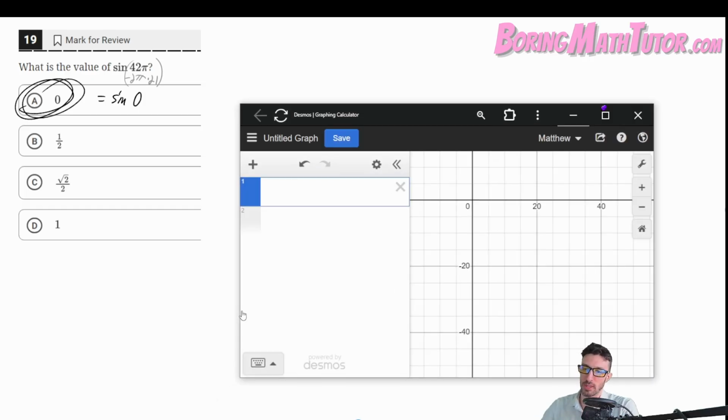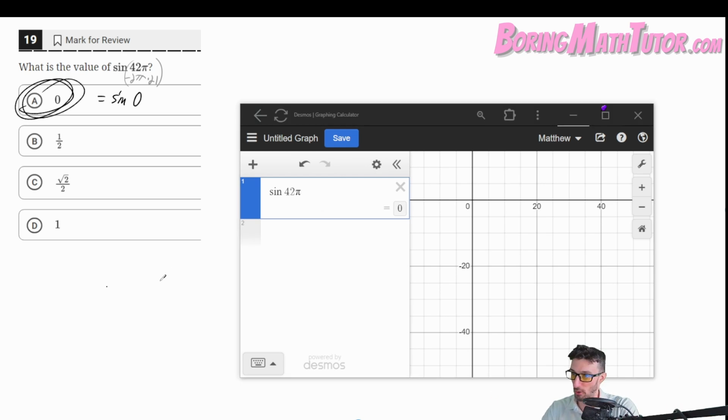You would also get the answer if you just went to Desmos and typed in sine of 42 pi. Boom. So quick, so easy. What the hell is going on? Why are they lowering the standards in this country?